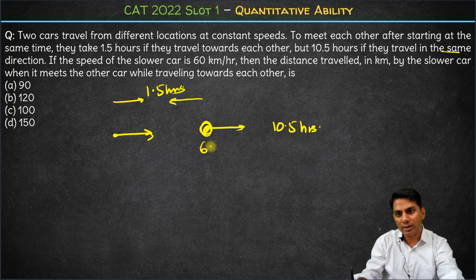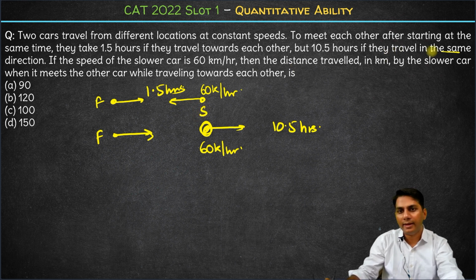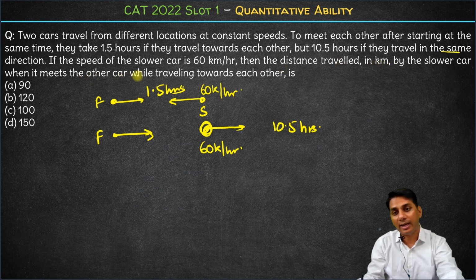So the speed of the slower car is 60 kilometers per hour. Here also the slower car will be traveling at 60 kilometers per hour, and we don't know the speed of the faster car. This is the faster car and this is the slower car. Now if the speed of the slower car is this, then what is the distance traveled by the slower car when it meets the other car while traveling towards each other?